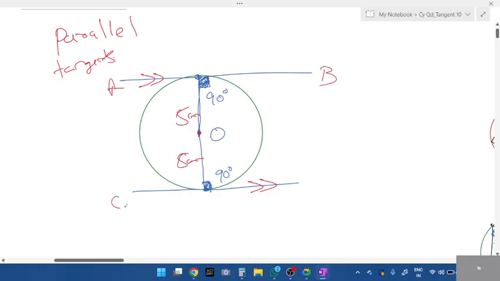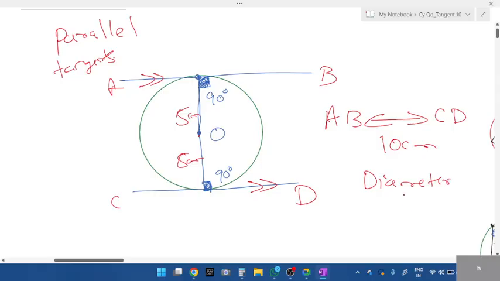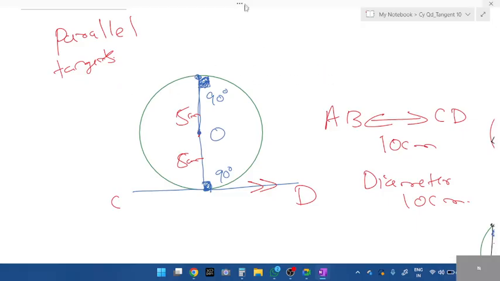AB, CD. Their distance, it is obvious, right? From the center, 2 times the radius is the diameter. So the distance between AB and CD is 10 centimeters, 5 centimeter plus 5. Even the diameter is also 10 centimeters. They might ask you for MCQ if there are parallel tangents. Only when the tangents are parallel, the distance will be equal to the diameter.